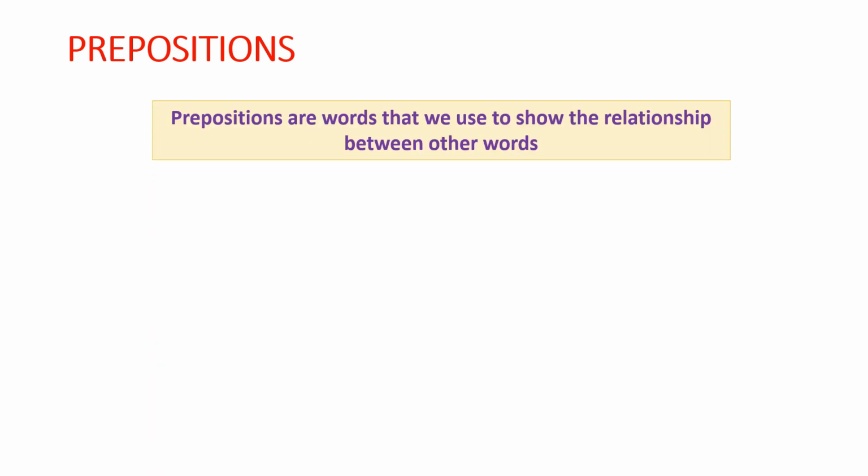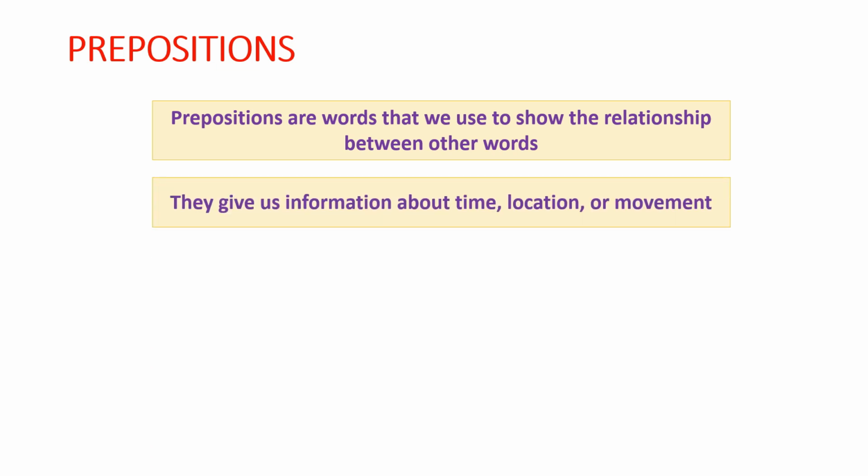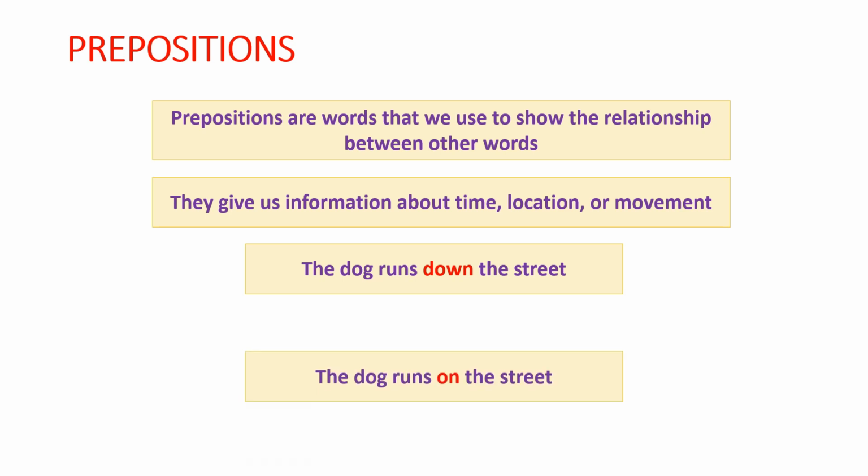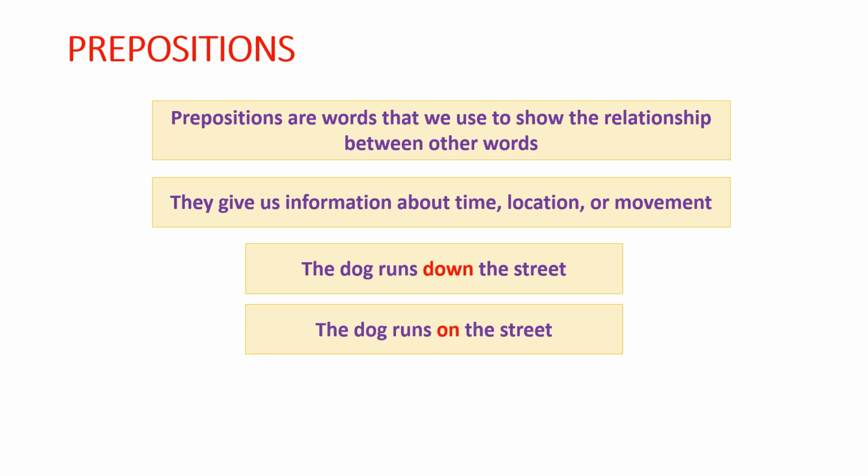Let's see what prepositions are. Prepositions are words that show the relationship between other words. They give us information about time, location, or the movement of these words. Let's see some examples. The dog runs down the street. The dog runs on the street. Here, down and on are the prepositions.